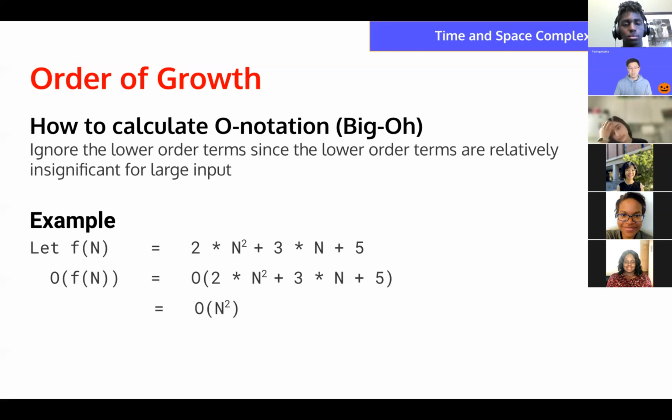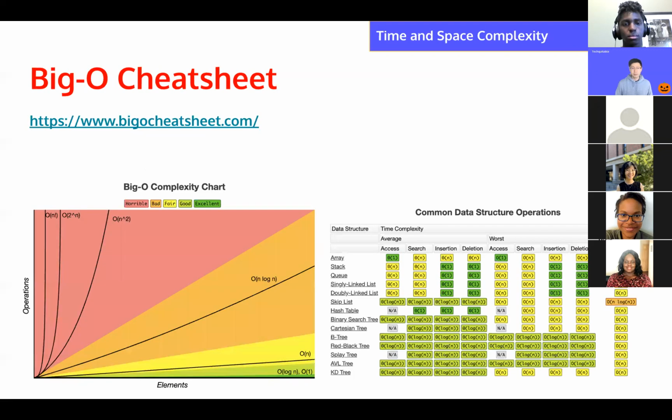But that 2 in the front, you could also ignore it as well, because that's just a constant multiplier. That gets applied to the highest order term, which is n squared. So in the end, you have O of n squared. That would be a runtime, right? And why is that important once again?